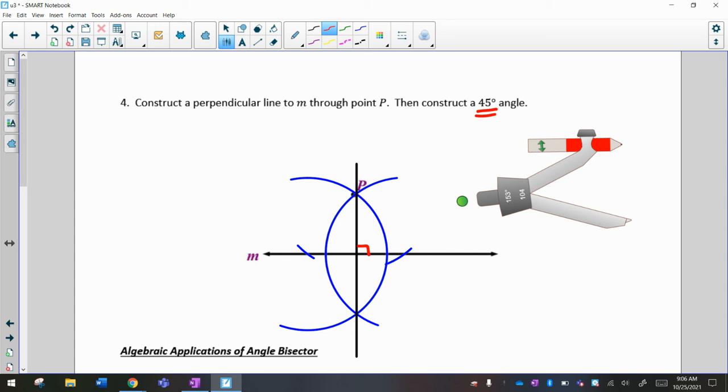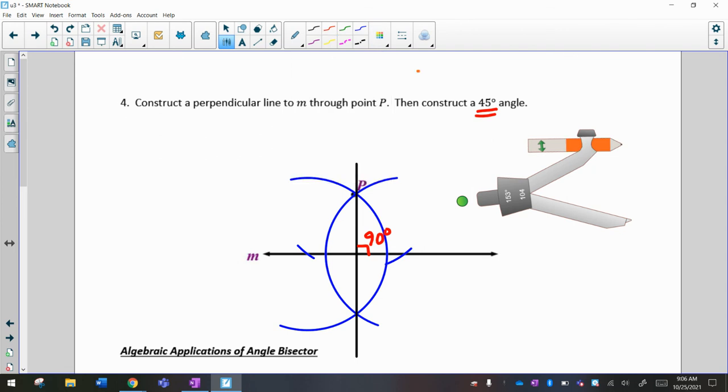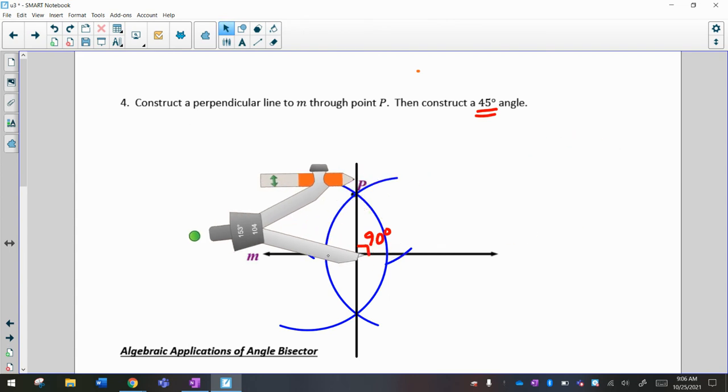Then construct a 45. Well, a perpendicular line makes a 90-degree angle. So if I want a 45-degree angle, I just got to cut that in half. So let's see. Let's do orange to make it a little bit more obvious. So I want to cut this 90-degree angle in half.